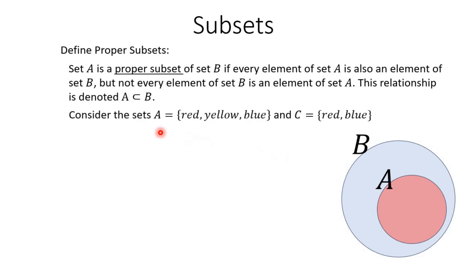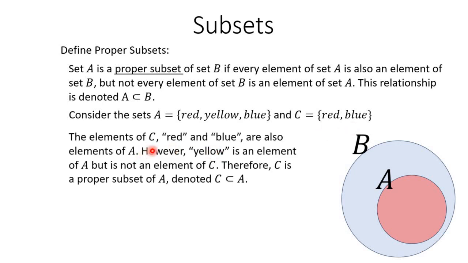Let's consider the set red, yellow, blue again. Let's call this set A, and let's look at this set C, just red, blue. The elements of C, which are red, blue, are also elements of A. However, yellow is an element of set A, but is not an element of set C. Therefore, C is a proper subset of A. Denoted, C is a proper subset of A.